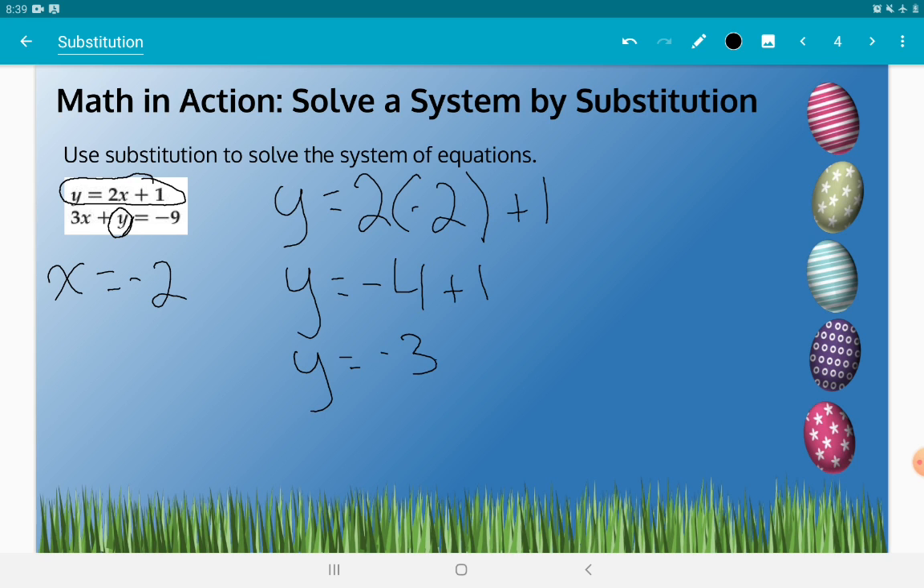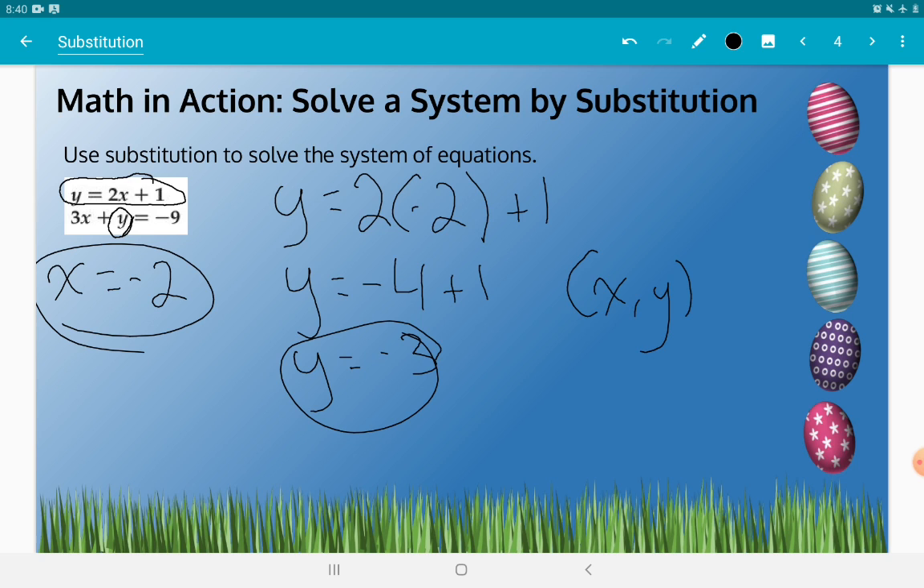So if y equals negative 3 and x equals negative 2, as a coordinate pair, this can be written in the form x, y, or basically negative 2, negative 3. And this should be your answer.